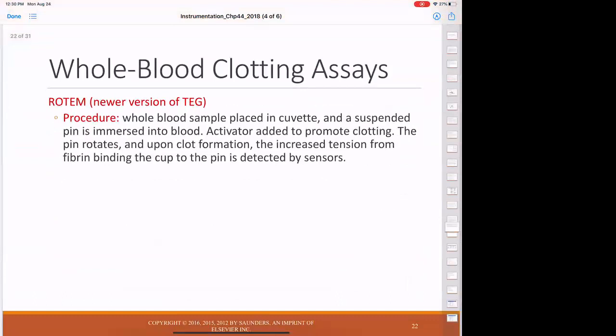The ROTEM, R-O-T-E-M, is the newer version of the TEG. In this procedure, you'll take a whole blood sample that's placed in the cuvette, and a suspended pin is immersed into the blood. An activator is added to promote clotting, and the pin rotates, and upon clot formation, the increased tension from fibrin binding the cup to the pin is detected by the sensors.